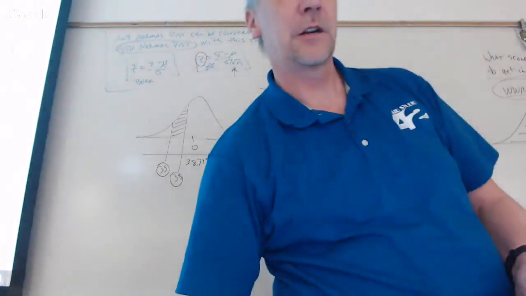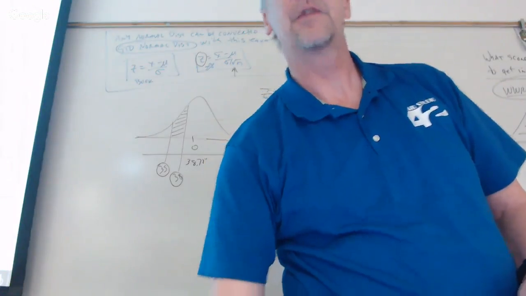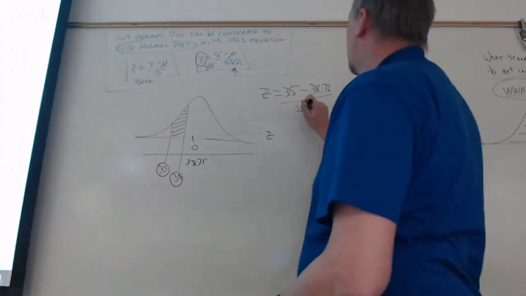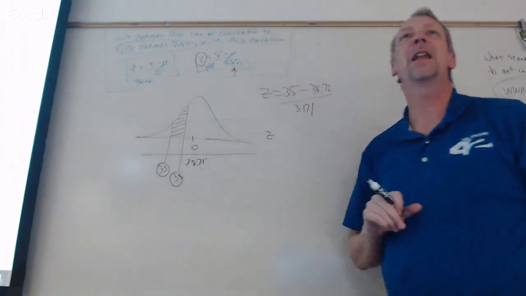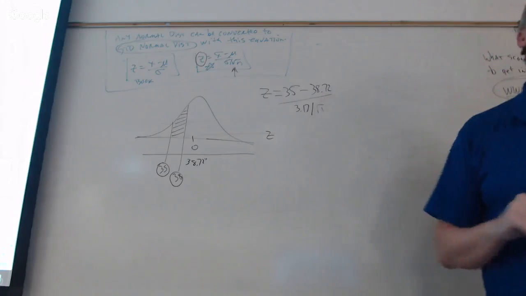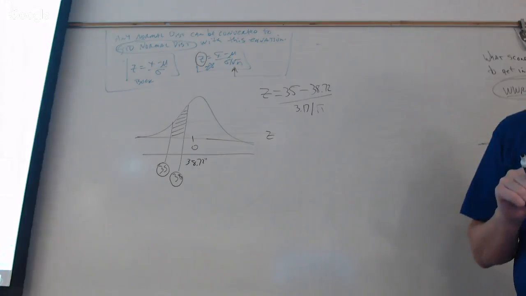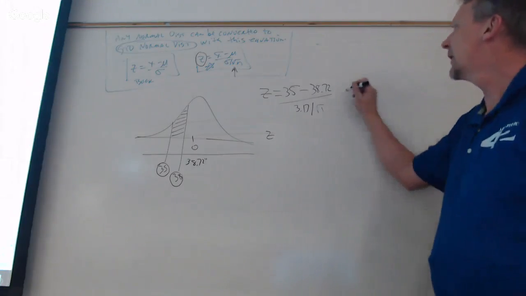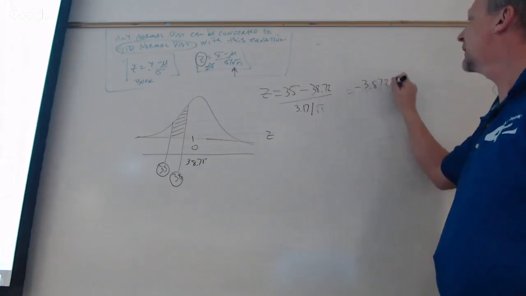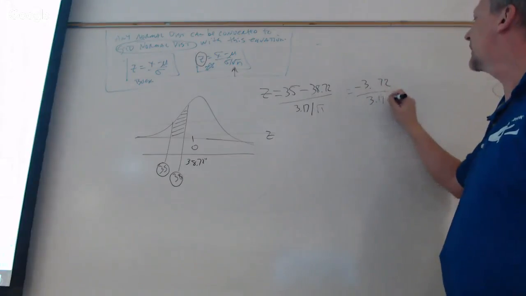3.17 divided by the square root of n. What's my n? It's 1. It's always 1 in this section. In the future section, it won't always be 1. So that's going to give me negative 3.72 divided by 3.17.